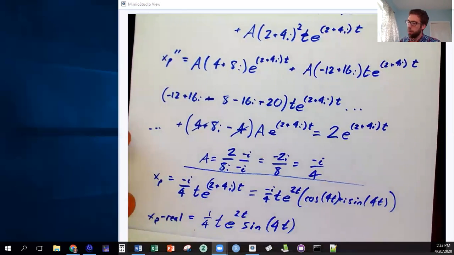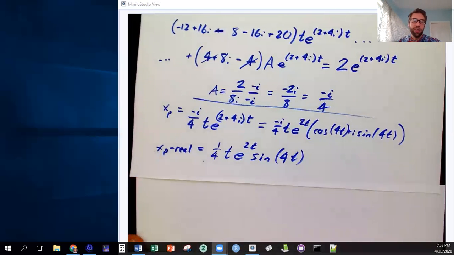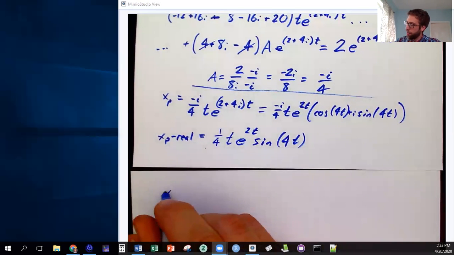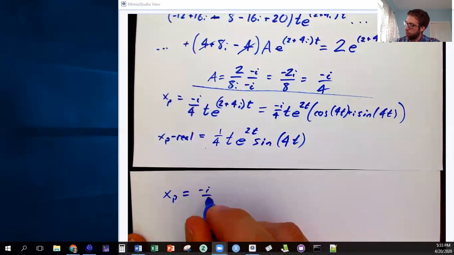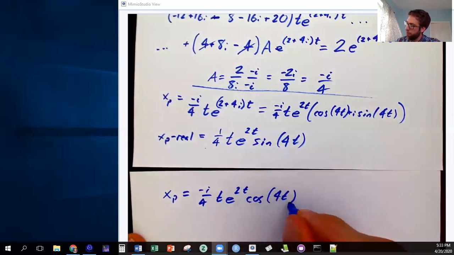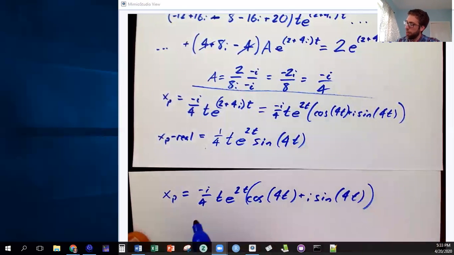In case you haven't done much imaginary complex arithmetic at all, let's go back to what I had. xp equals negative i over 4 t e to the 2t times cosine 4t plus i sine of 4t. Okay, so imagine, like in this case, I happen to have just a negative i over 4, but I could have anything like 1 plus 2i or something. You're just going to have to FOIL. In this case, I don't have to FOIL, I just distribute. But if I had a normal complex number like 1 minus i over 4, I would need to distribute.